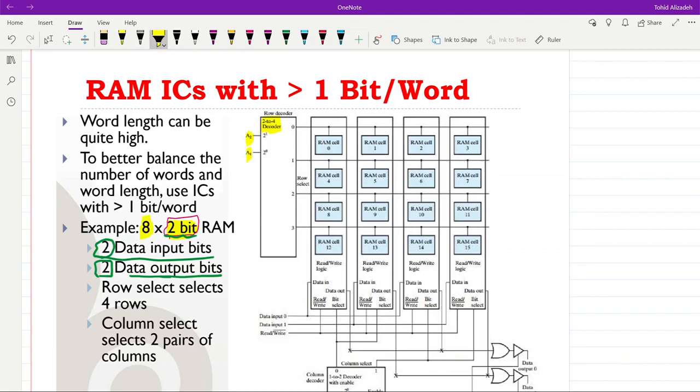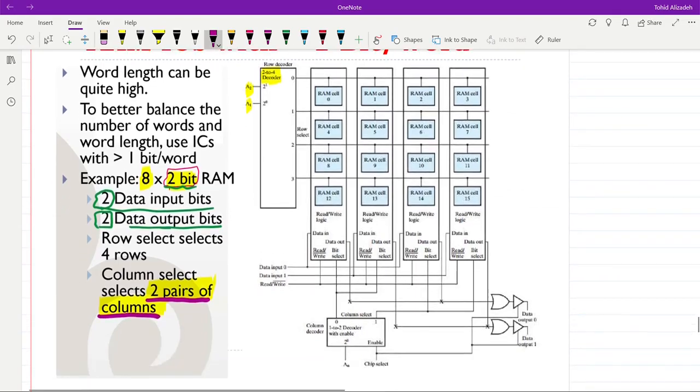And then for the column select, we will use 2 pairs of columns at the same time. This is important because we want to increase the width of our words. Instead of having a word with 1 bit, we want to have a word with 2 bits. Therefore, we select 2 pairs of columns at the same time.